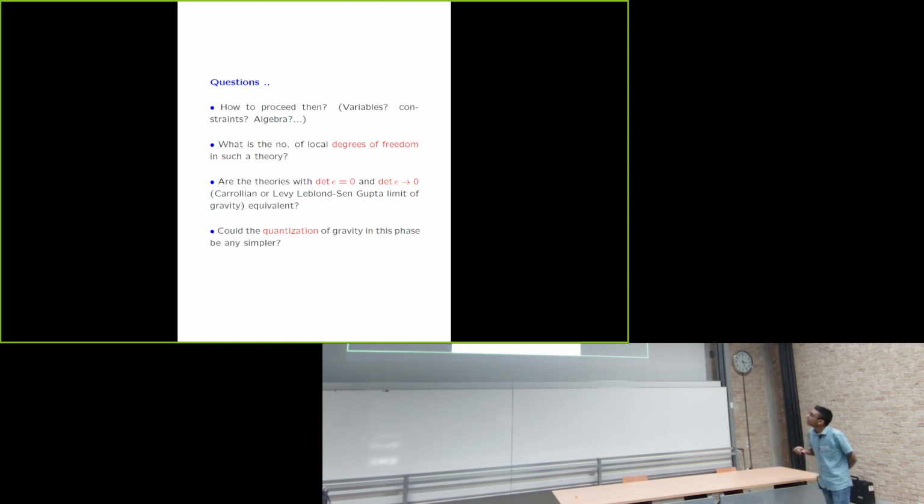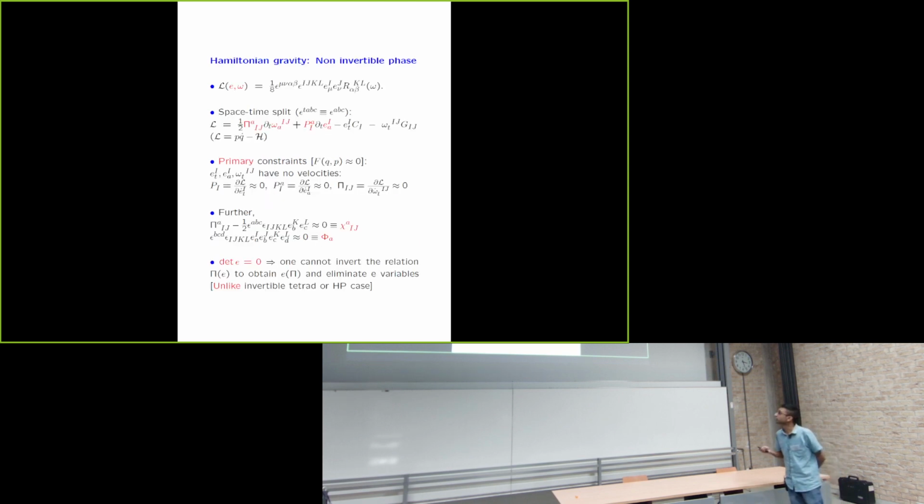Also, a related question is, are the theories where the determinant of the tetrad is exactly 0 and the theories where it goes to 0 in a limit equivalent? In fact, such limits have been talked about in the literature, and one special case goes under the name of Carrollian gravity. Also, one can ask, could the quantization of gravity in this phase be any simpler than what we know for the invertible metric case? And then, of course, how to relate the two cases? That question has to be answered.